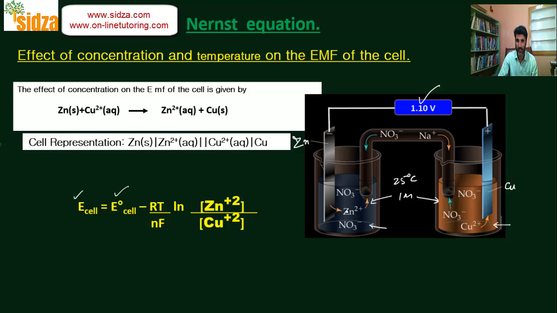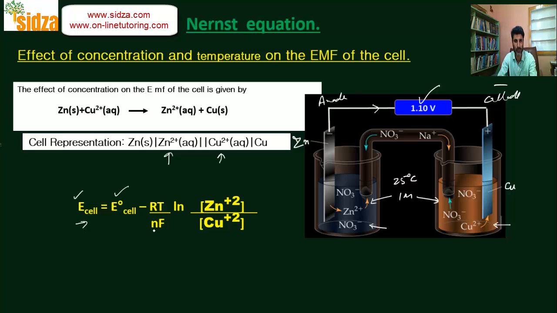You can see that in this example, it is the zinc which undergoes oxidation. The electrons are being lost by the zinc electrode and copper gains. So this is the anode now, and this is the cathode. So this is the concentration of the ions in the anode divided by the concentration of the ions in the cathode. So the zinc undergoes oxidation, so it is the zinc ion concentration divided by the copper ion concentration. So when you change these concentrations, the EMF of the cell will also change.